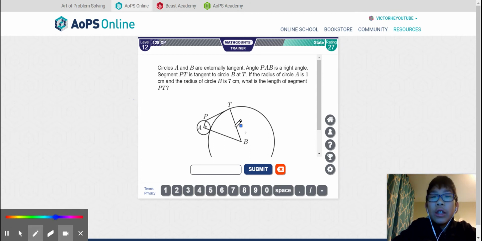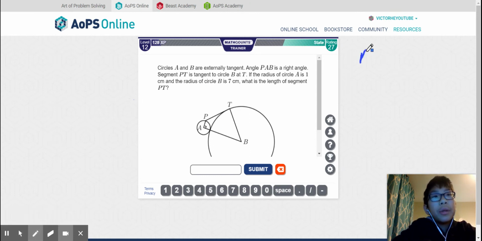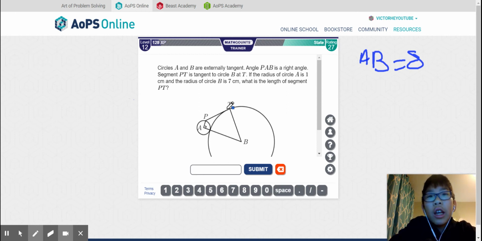So first let's make sure that AB equals 8, because this is 1 and this is 7. And then we know that this is also 7 because this is a radius too. So this is 7. I'll just try to think about possible triangles.